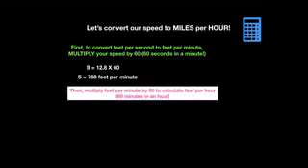Now I'm going to multiply feet per minute by 60 again to calculate the feet per hour because there's 60 minutes in an hour. So I'm going to take my 768 feet per minute and multiply it by 60. My speed is now 46,080 feet per hour. That would be a lot of feet to go in an hour.